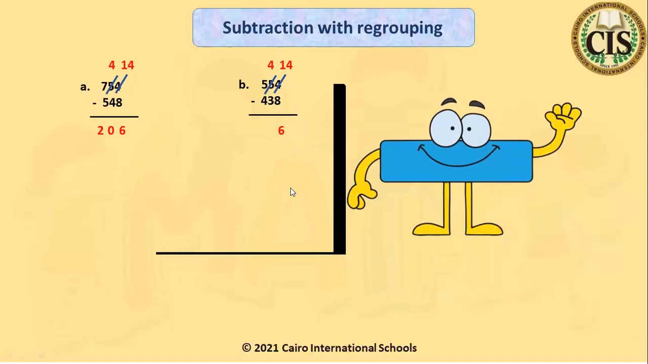1. 5 minus 4. 1. The result will be 116. Very good, ya Omar. Excellent. Thank you, Omar.